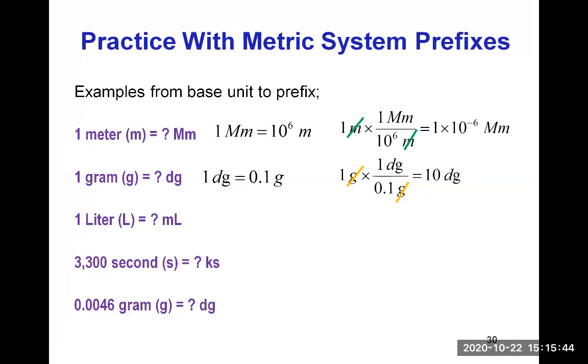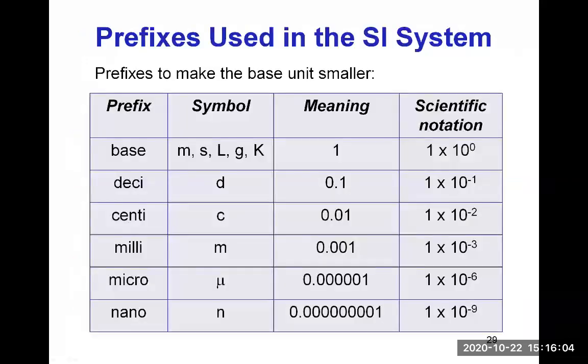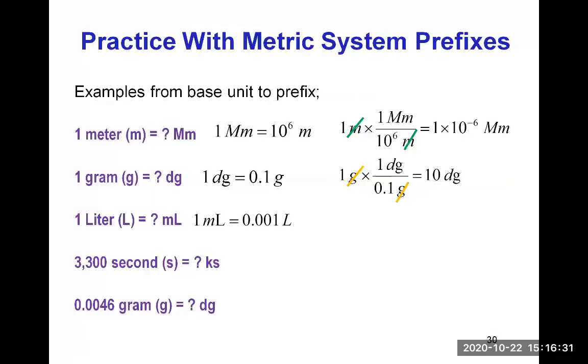Next, what is a liter in milliliters? So the given amount here is 1 liter, and we want to know what it is in milliliters. So let's look at the table of prefixes to see the value of the milli prefix. So we can see here the milli is 0.001 or 10 to the negative 3. So that means 1 milliliter will be equal to 0.001 liter. So let's write this here. 1 milliliter is 0.001 liter. You change the prefix milli by its value, 0.001, and you keep the liters, the base unit, the same on both sides.